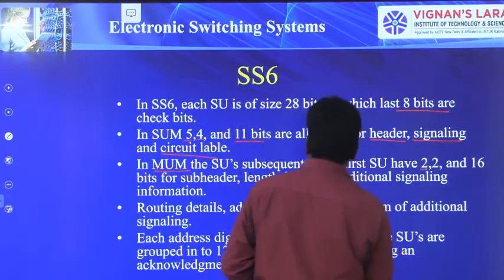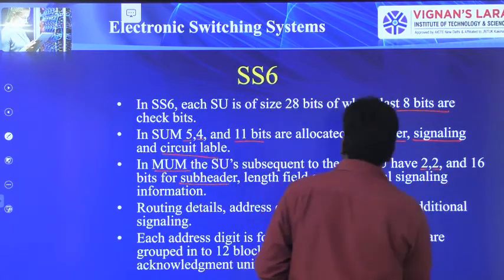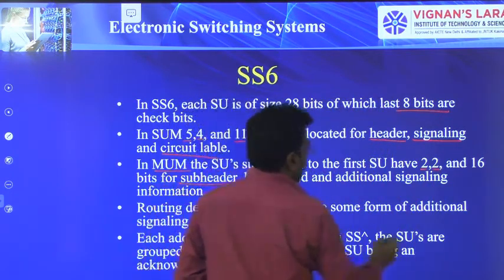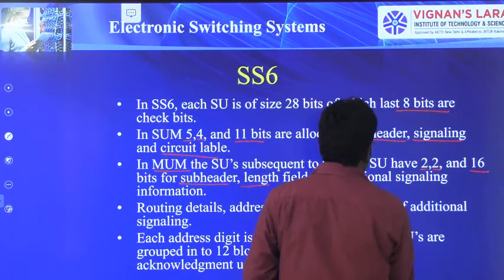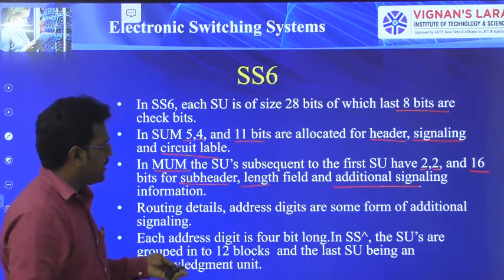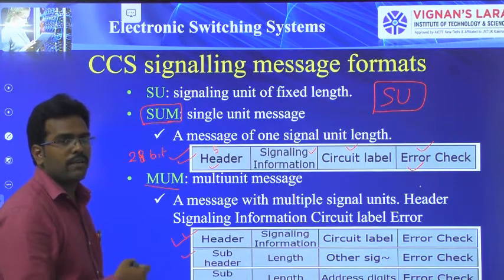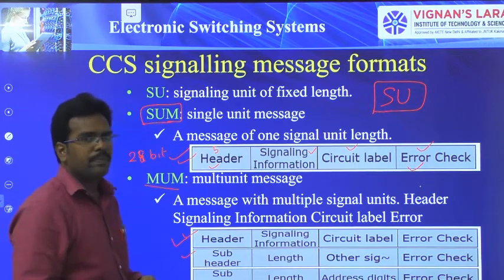2 bits for subheader and 2 bits for length field, and 16 bits is for additional signal information. So this is a pattern they are going to follow for these fields in MUM. Next 2 levels. First level is same as that of SUM.